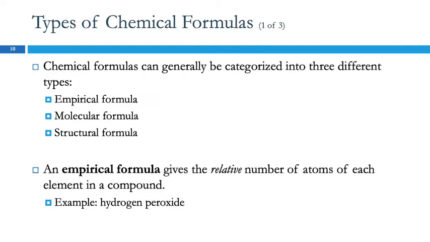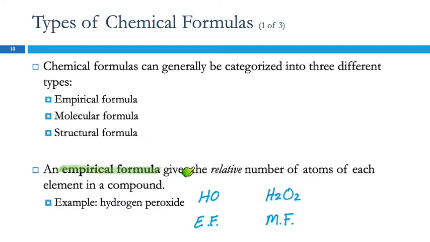We can categorize chemical formulas into different types. The empirical formula tells us the relative numbers of atoms of each element. So the empirical formula for hydrogen peroxide would be HO. That's the empirical formula. The molecular formula is H2O2. Each molecule has 2 hydrogens and 2 oxygens.